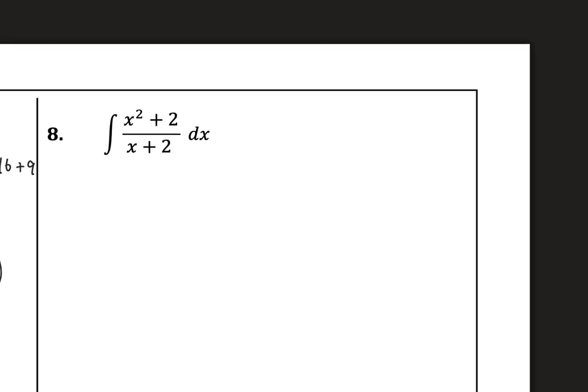So next one, the degree on the top is bigger than the degree on the bottom, so we'll do long division. And then this one we can do synthetic division because the bottom is x plus or minus a number. So I'll do synthetic division. Whatever makes the bottom 0, put that on the outside, so the opposite of the number that's with x. We'll do this.